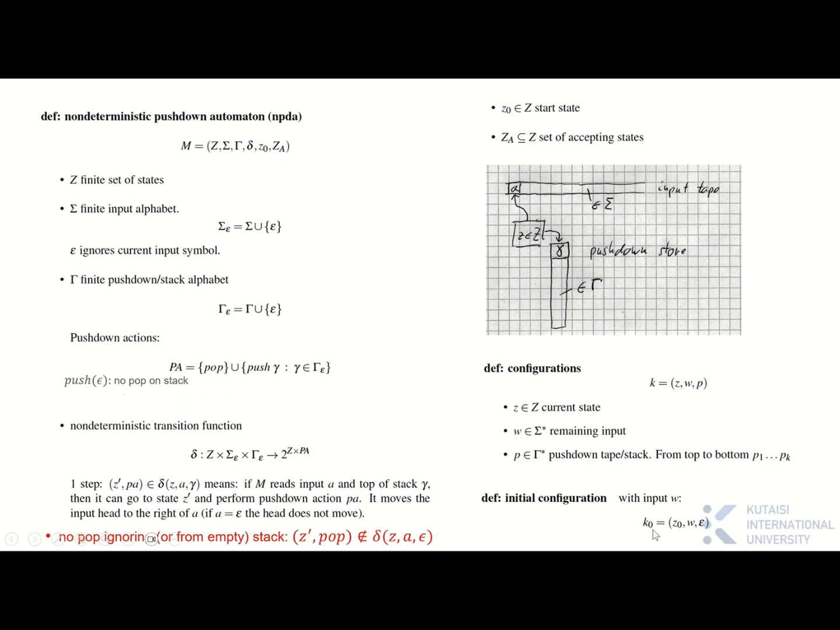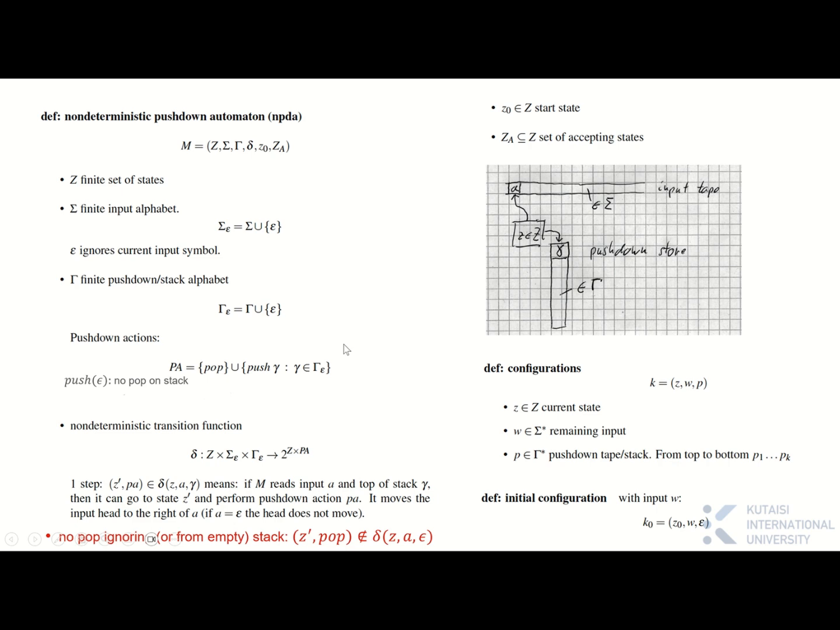What is my initial configuration? I start in the start state. The word is W, so the configuration is, the word is written. So the configuration now contains three things, right? The current state, the word that is remaining, the same way as in a DFA, and also this whole string of your pushdown symbols.